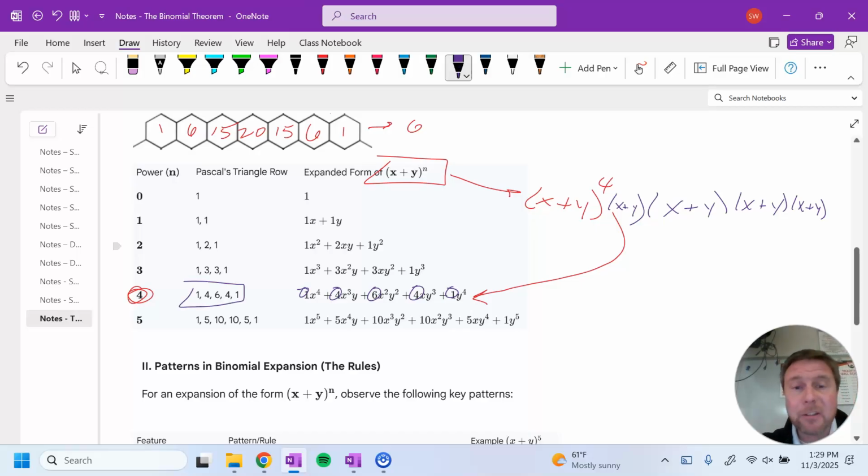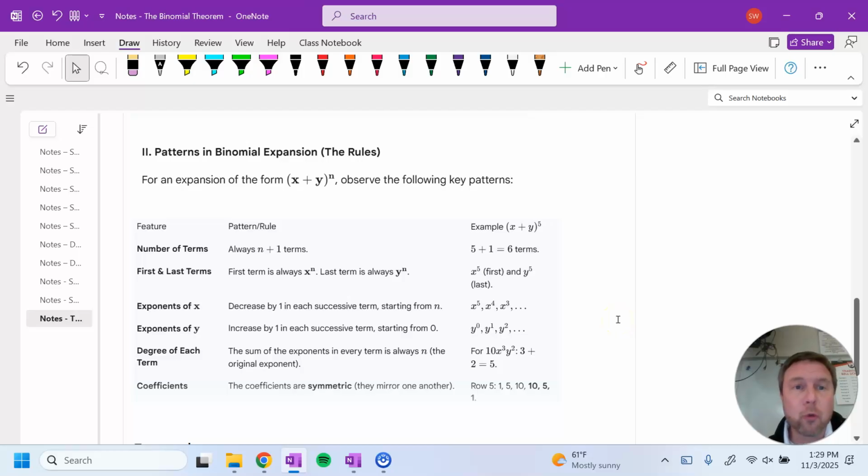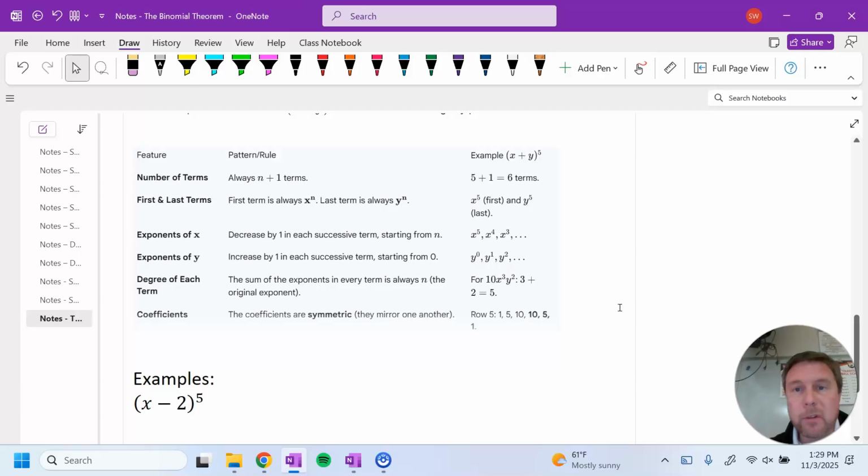And that's really how it starts. It starts with those coefficients from Pascal's triangle. All right. Some patterns, the rules that you might see as we go through. The number of terms is always going to be 1 more than whatever row number you're on. So if I know this is to the power of 5, there should be 6 terms altogether.